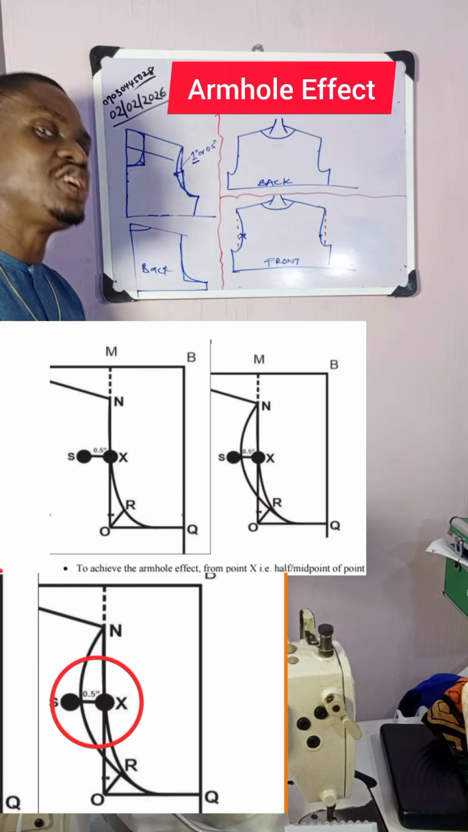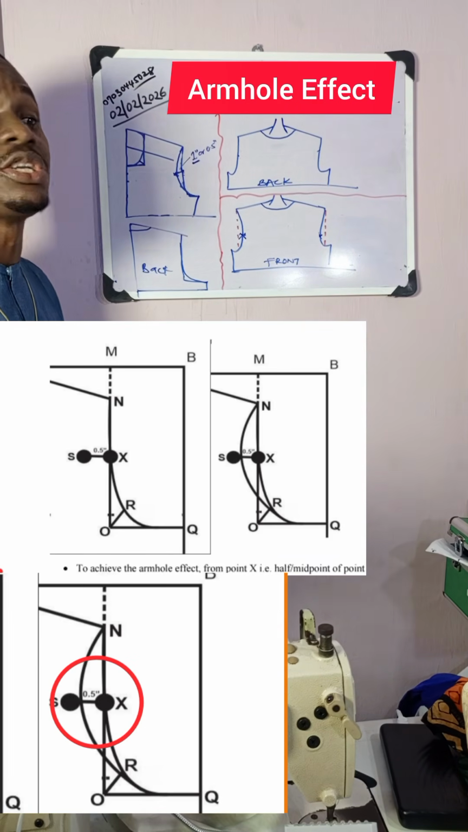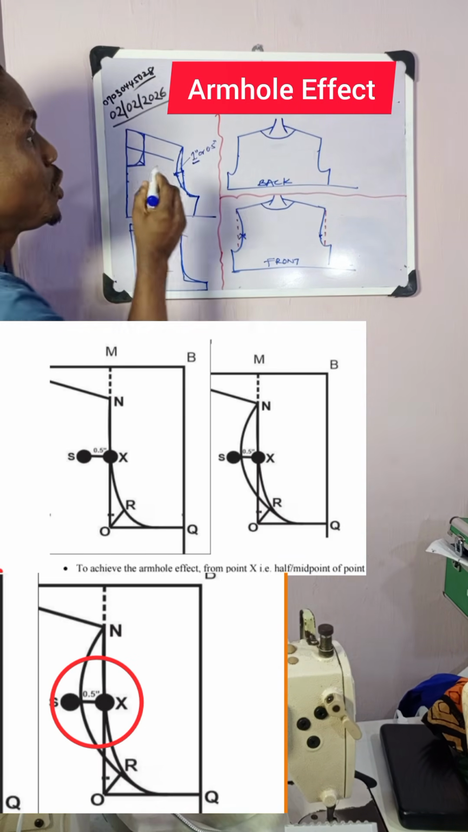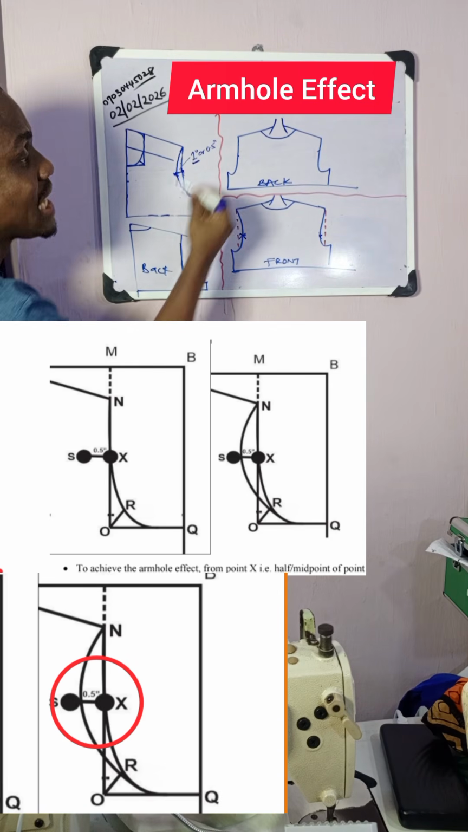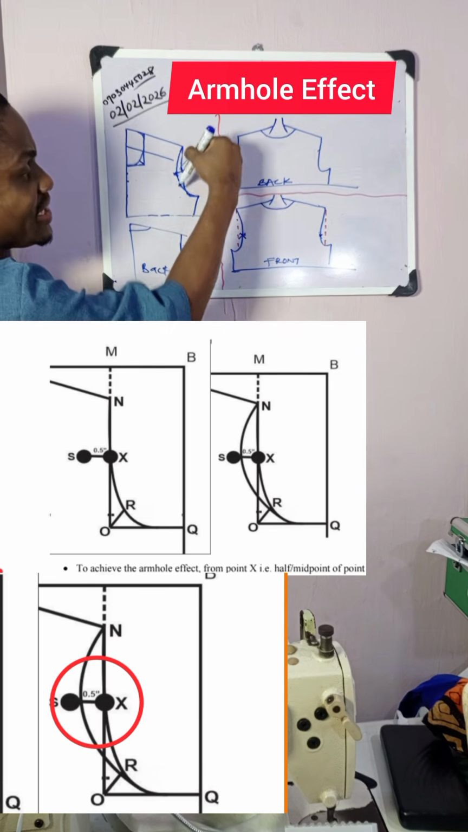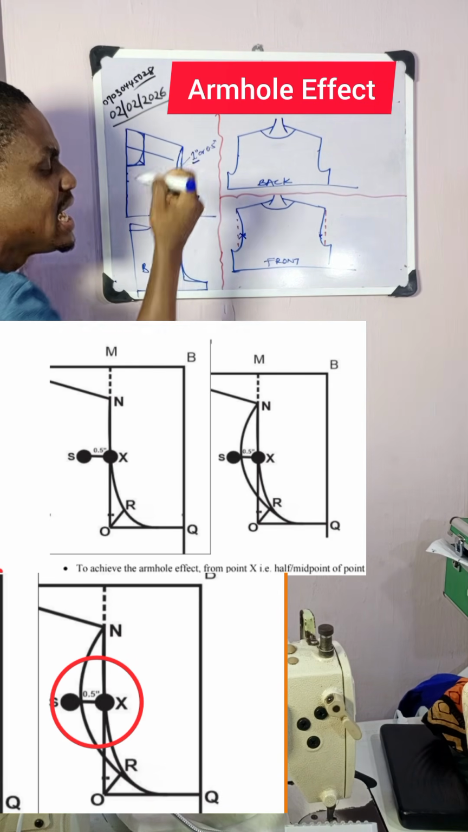As a fashion designer, you must have heard about this effect whenever you are drafting a cloth. Now let me show you. Look at this. As you can see here, you notice that the front part of the armhole is entering inside, while the back part is what? Straight.